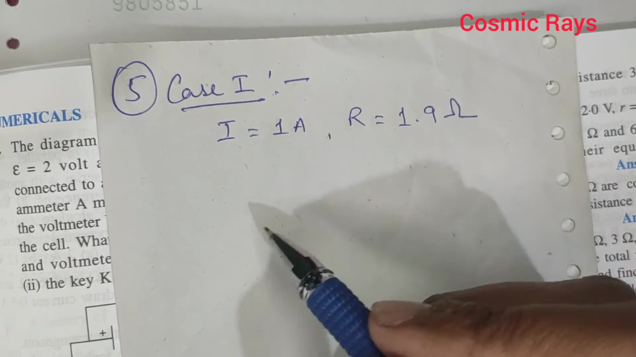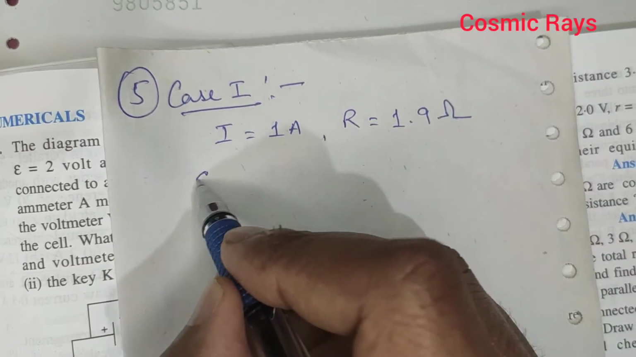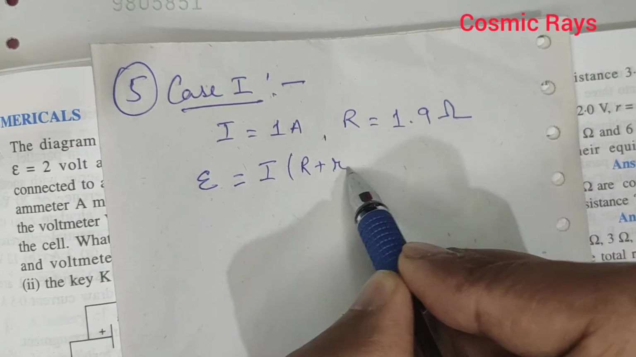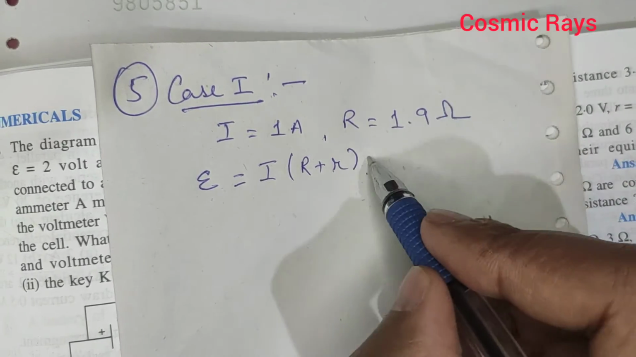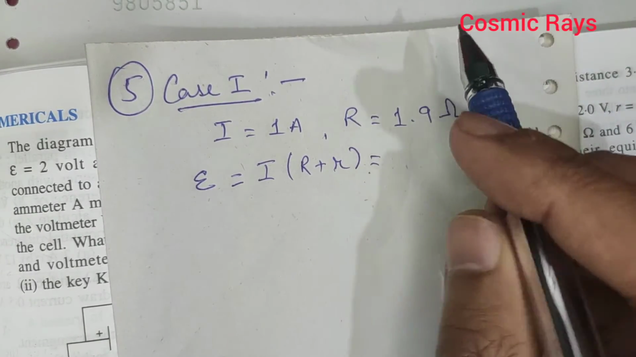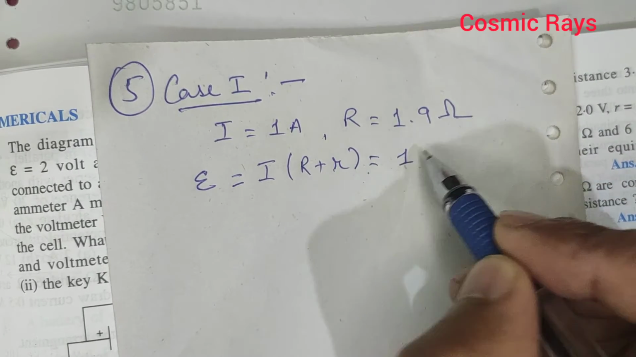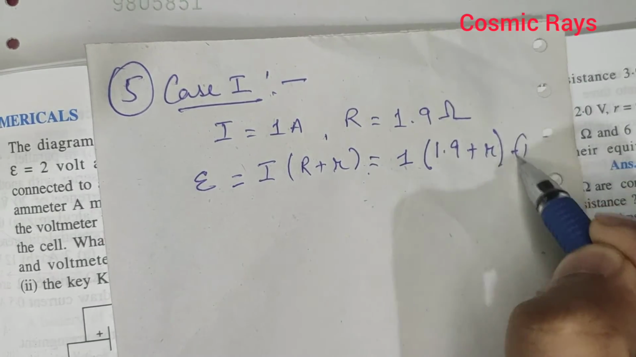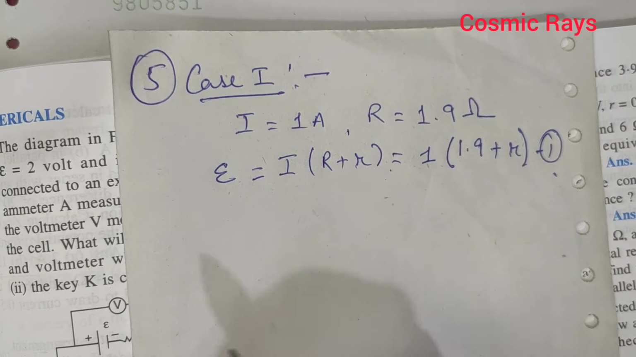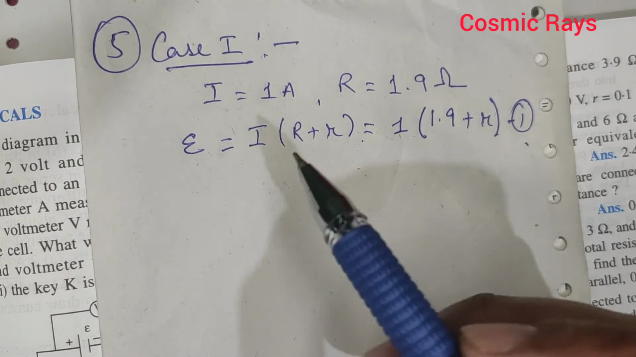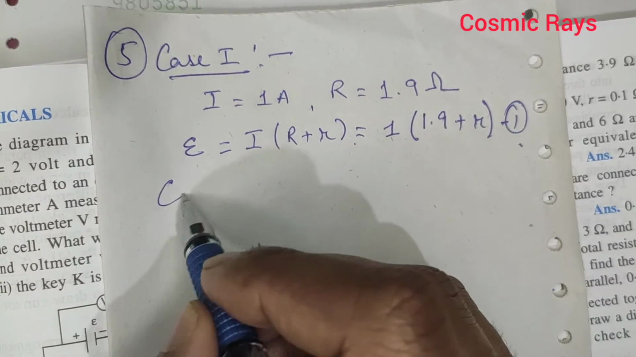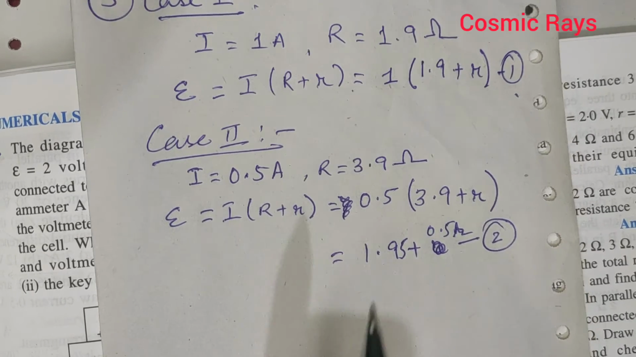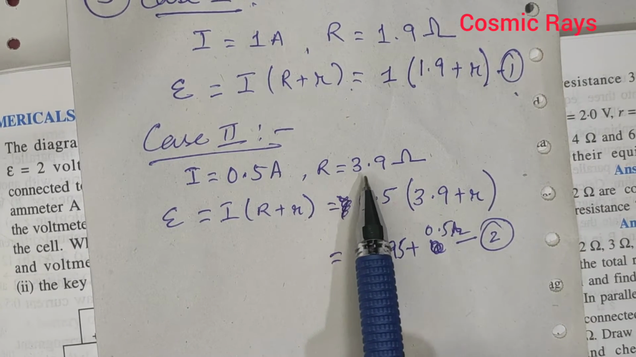We have to calculate the EMF. So EMF here will be E is equal to I(R plus r). If we simply put the values, current is 1, times 1.9 plus r. Let's mark it as equation 1. I have a feeling that this sum is going to be lengthy. Now case 2. Now here for case 2, current is 0.5 ampere and resistance is 3.9 ohms.